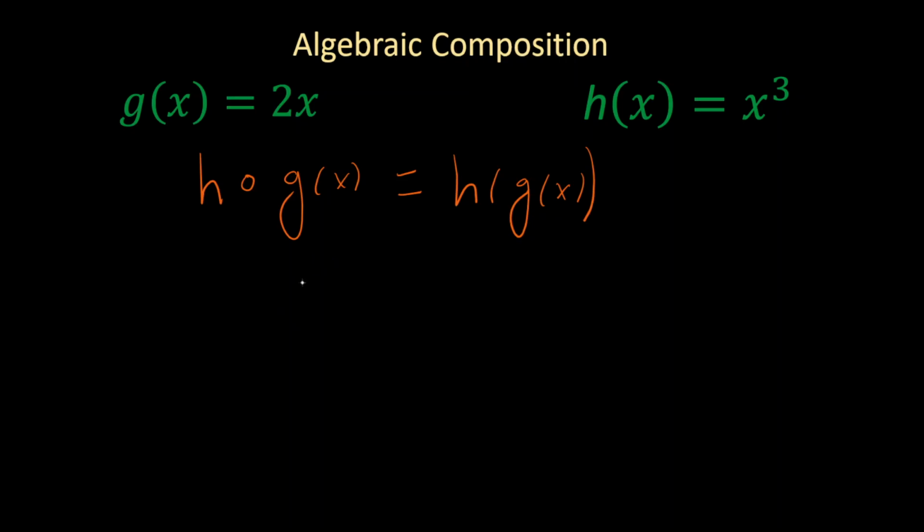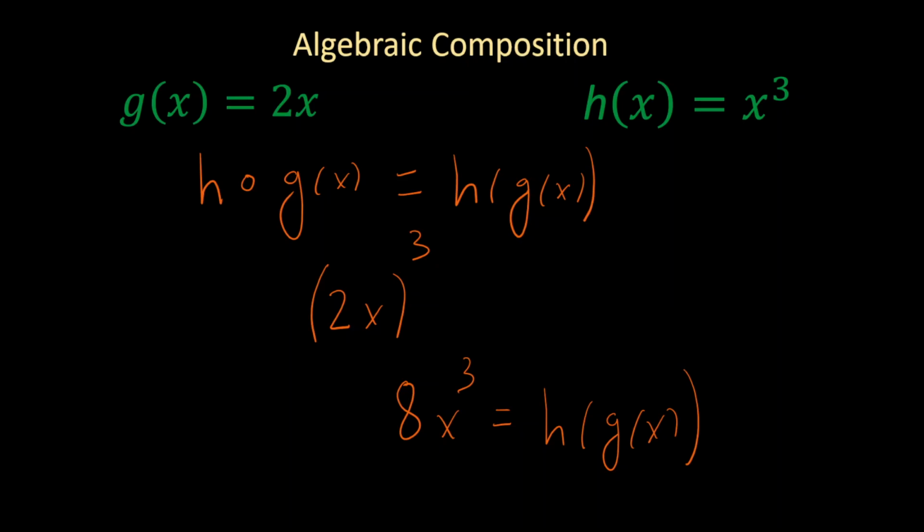So this is going to be equal to 2x cubed. And don't forget that with this coefficient, we still have to cube it as well. So our function is going to be 8x cubed, which is equal to h of g of x. So what this does is it helps us save time. Instead of finding the output values for g of x and then plugging them into h of x, now we just know that this composite function is 8x cubed.